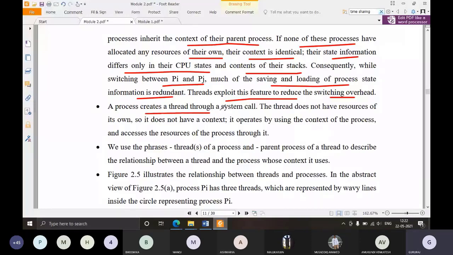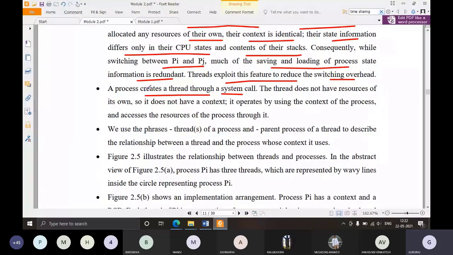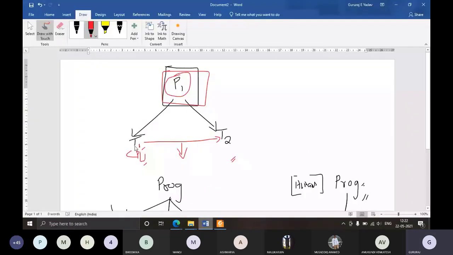So again, how to create a thread, how to ask for a resource, how to ask for an event, is done using system calls only. The communication between the OS and the process takes place through system calls. A thread does not have resources of its own, so it does not have a context. Right? That is what I told. It is very easy to switch between T1 and T2 because both are using the same resources and same context with minor differences. That's all, minor.